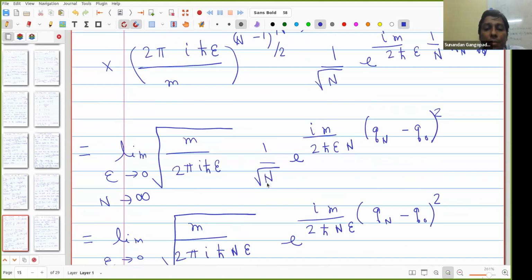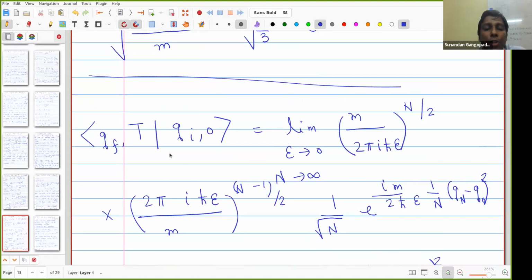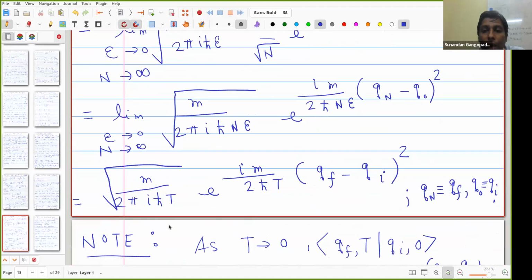So this is the transition amplitude for the particle situated at q_i at the time t equal to 0 to go from q_i to q_f at time t equal to capital T. So this is the probability amplitude of transition for a free particle, and the result is the following. You can see that this is a very nice result, and this is the result for the free particle.